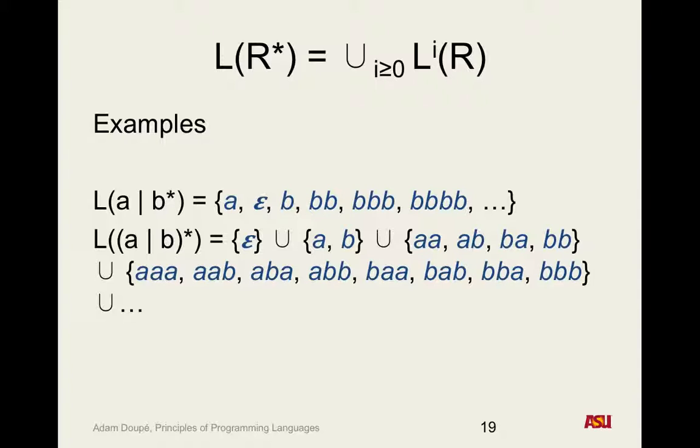Questions? So that means that R star is an infinite set, right? The language over the star is an infinite set. I would say not every time. If you have the language described by epsilon star, it's just epsilon, because no matter how many times you do that, you're only ever adding epsilon. So it's the set containing epsilon. I think in that one case it's finite, but for every other case it's infinite. But don't ask me to prove it right now.